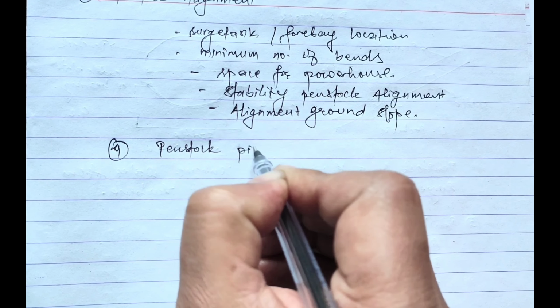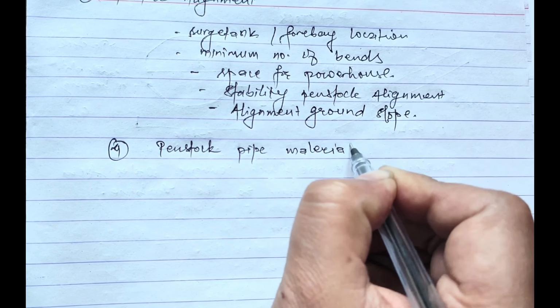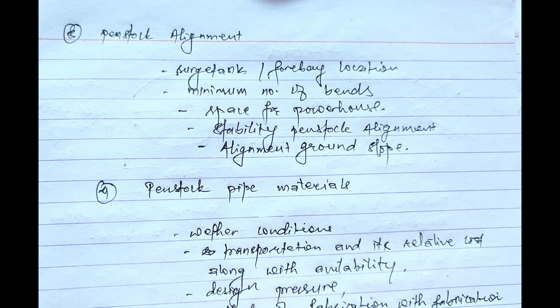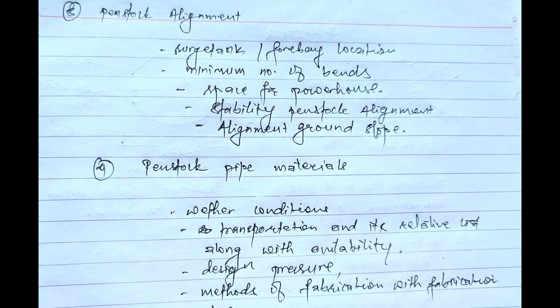Now let's talk about the penstock pipe materials. The penstock pipe materials are mild steel and HDPE, and sometimes there may be rigid PVC. The factors that have to be considered before deciding the materials are the weather condition of the site, transportation and its relative cost along with availability at the site, and the next one is the design pressure that can be resisted by the selected penstock materials.